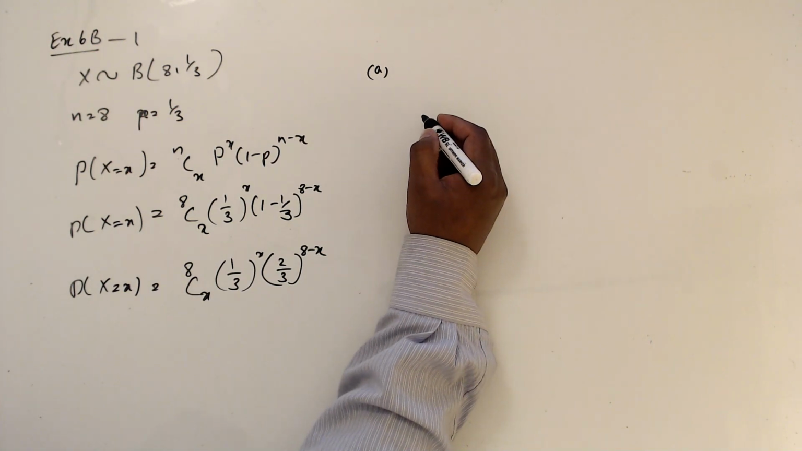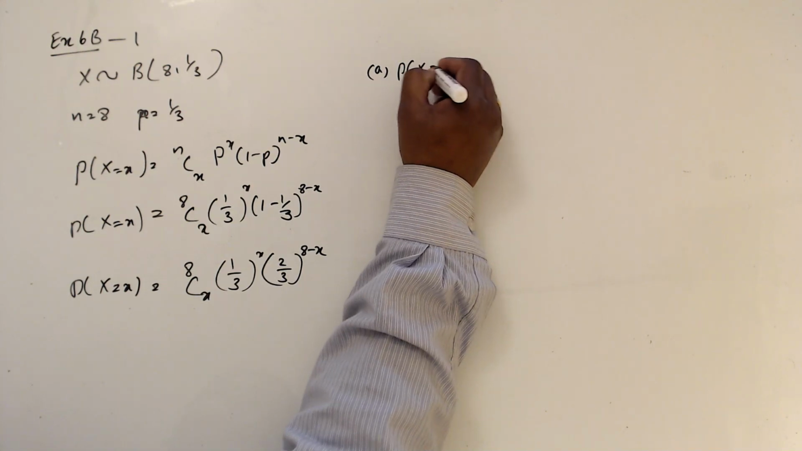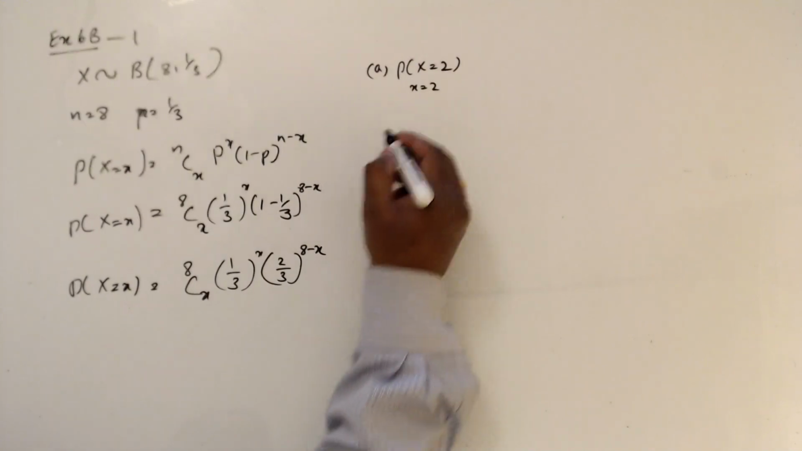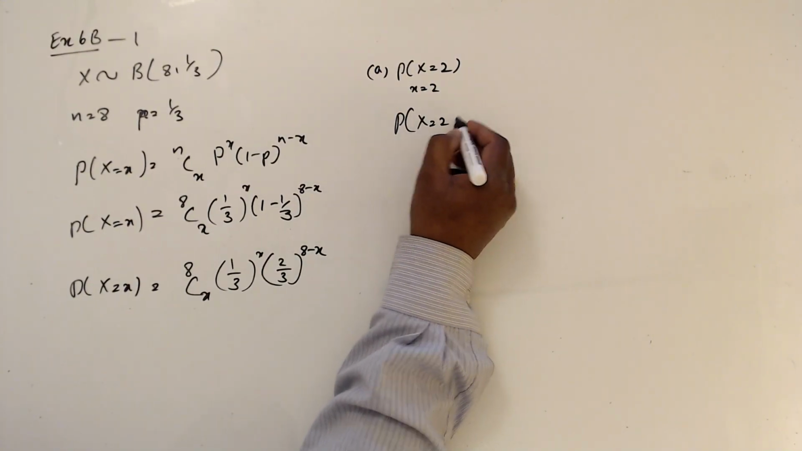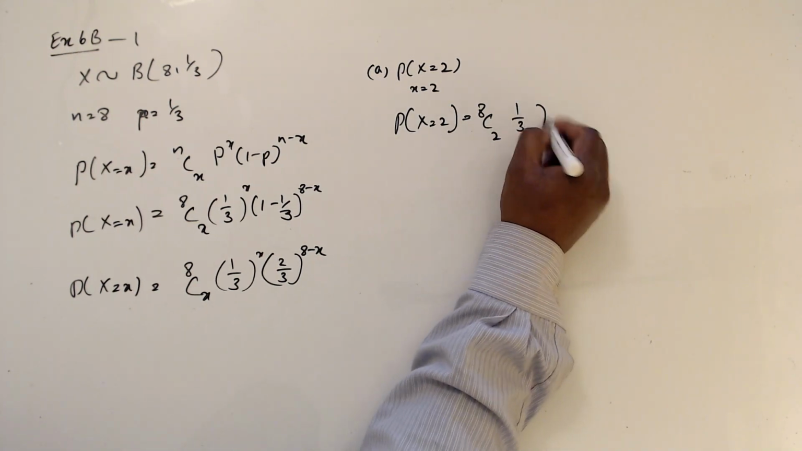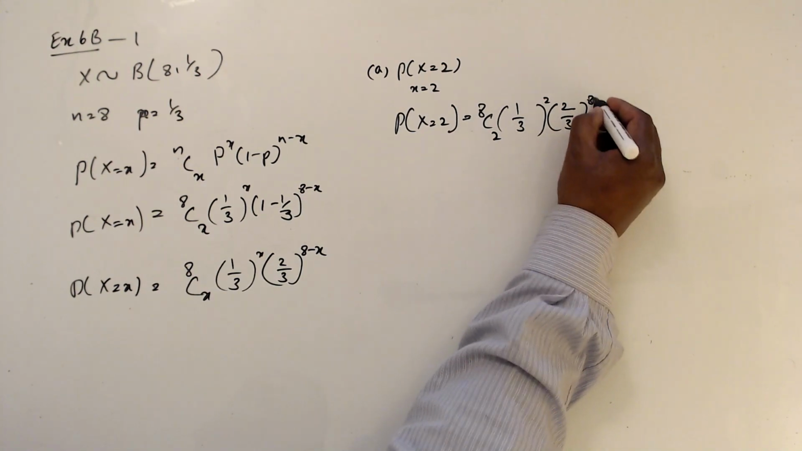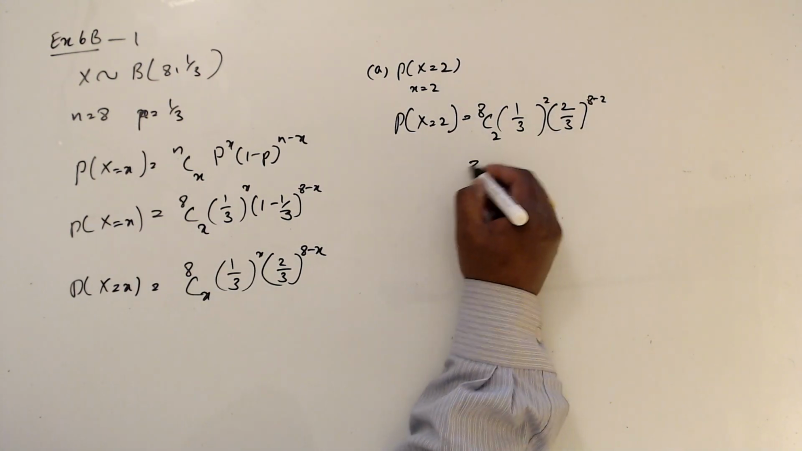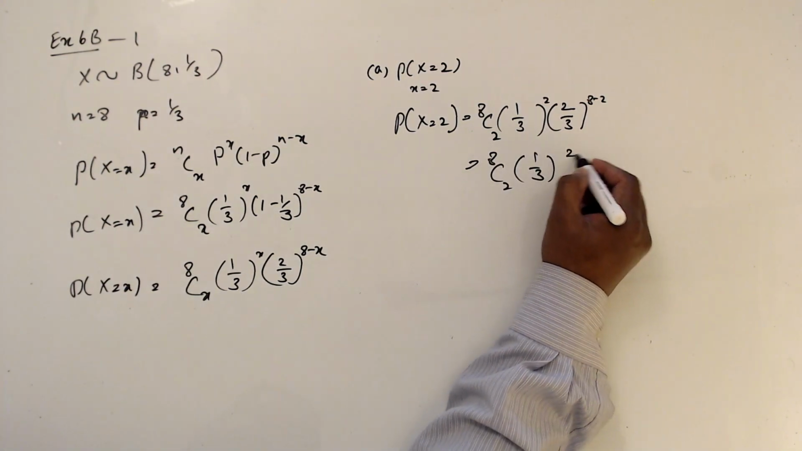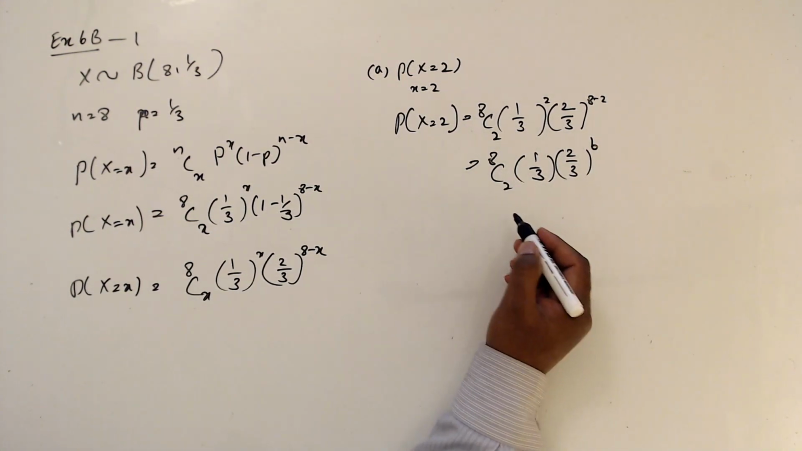So question A, the probability of x equal to 2. We'll put x equal to 2 here. So the probability x equal to 2 is 8C2 (1/3)^2 (2/3)^(8 - 2), which is 8C2 (1/3)^2 (2/3)^6. So you can work out this one.